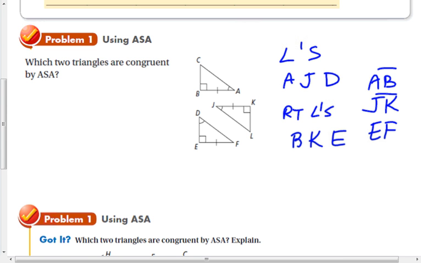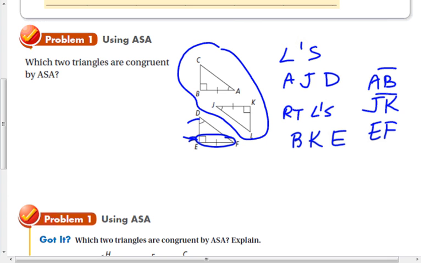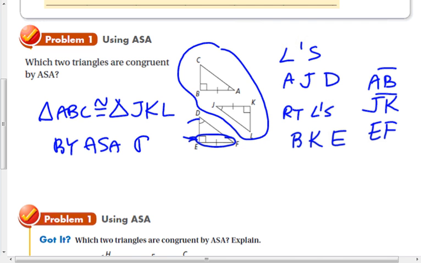Now to use angle-side-angle, we need two angles and the included side. And if you look closely here, this side is not between the two angles, D and E. So that side is not included. So we're going to say that triangle ABC is congruent to triangle JKL by the ASA postulate. All right, try that.